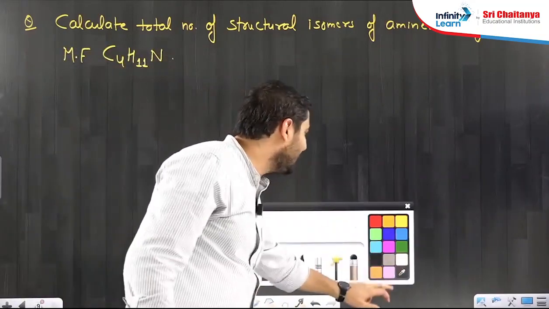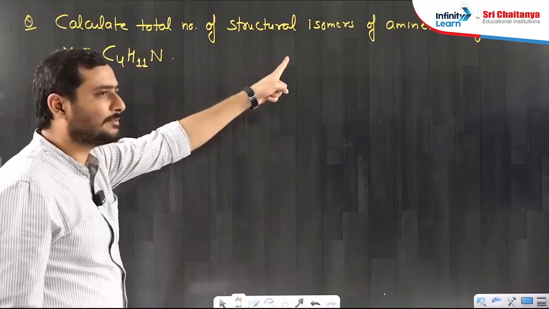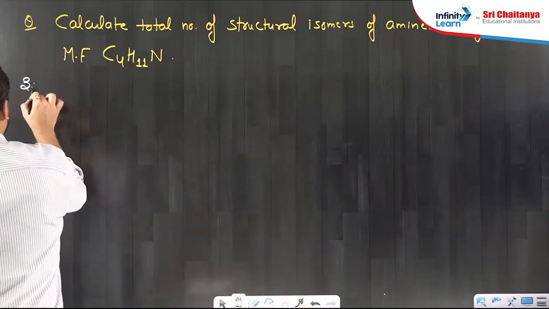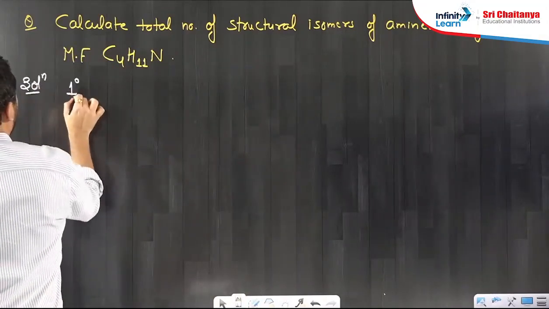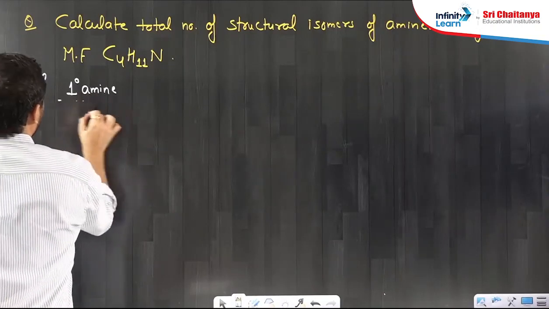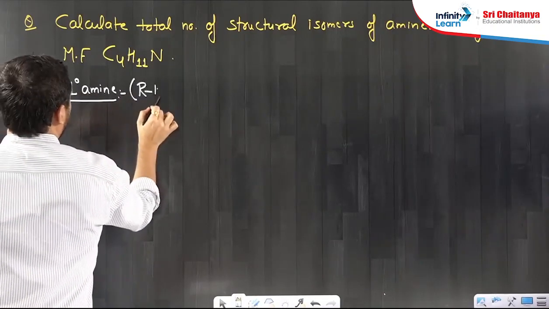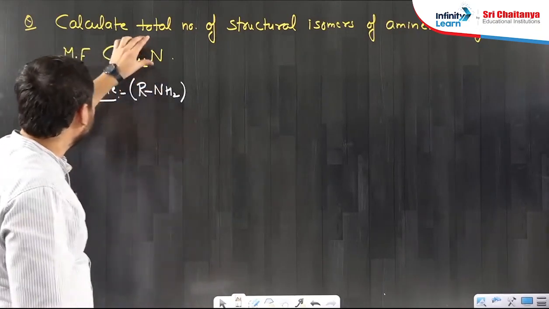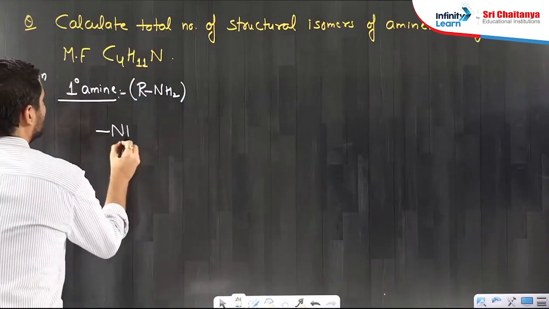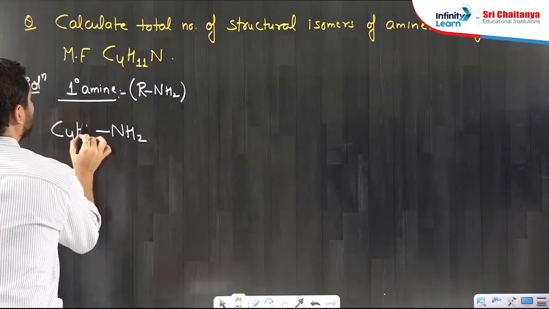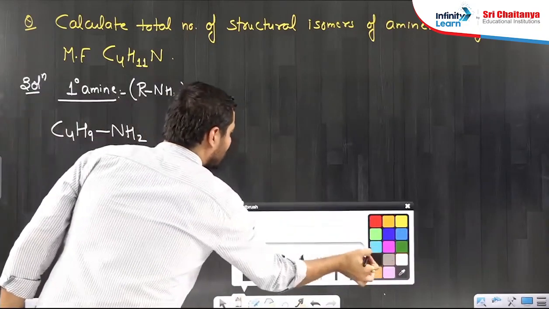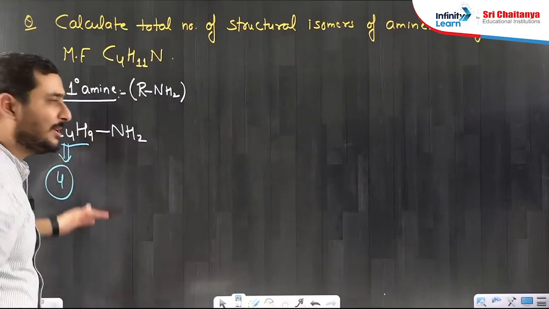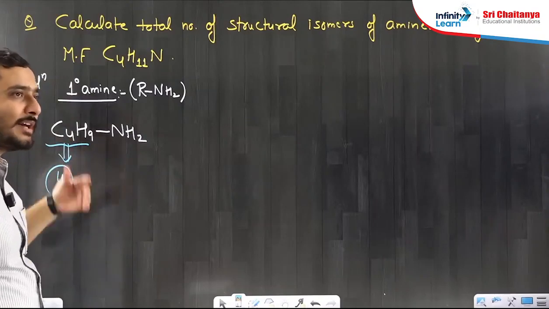So let us start with the primary amine, because if they are asking for amines, for the total we have to find out primary, secondary as well as tertiary. For a primary amine, the representation is RNH2. Now if we separate NH2 from here, what is left? C4H9. And for C4H9, how many isomers are possible? 4 structural isomers. So it means 4 primary amines are possible. Easily we can find out.